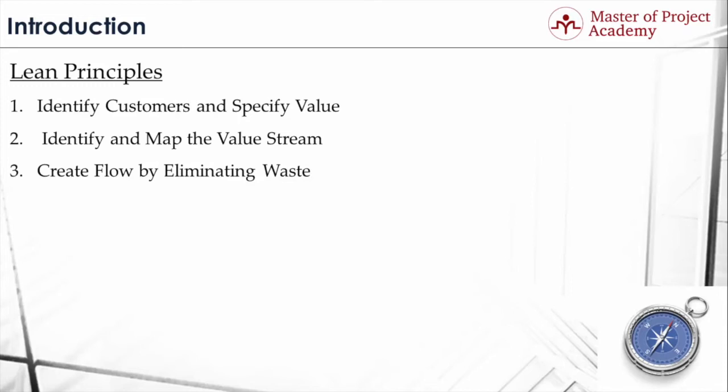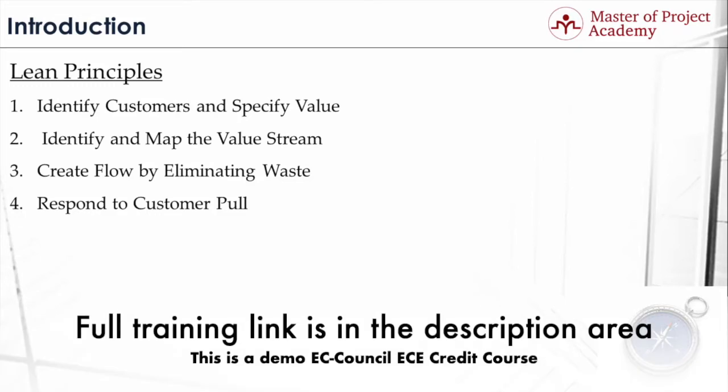The fourth principle is respond to customer pull. As flow is introduced, let customers pull value from the next upstream activity. This is about understanding the customer demand on your service and then creating your process to respond to this, such that you produce only what the customer wants when the customer wants it. The fifth and last principle is pursue perfection.